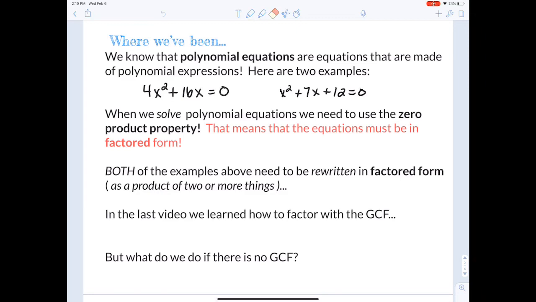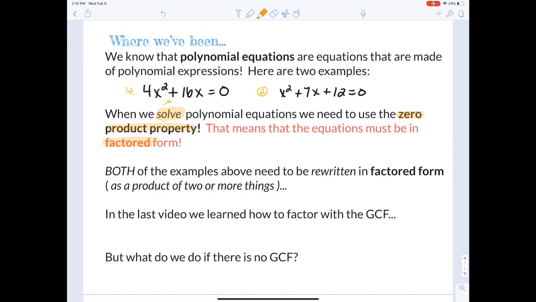pieces. Now, when we're solving those polynomial equations, like we're reading here, we have to have them in a special form and able to use the zero product property. In other words, we need to have them in factored form. So if we look at the examples that we have, like example number 1 right here, that's not in factored form because it's not written as a product. Same thing with example number 2 right here, it's also not written as a product. So for both of them, we would need to rewrite them.